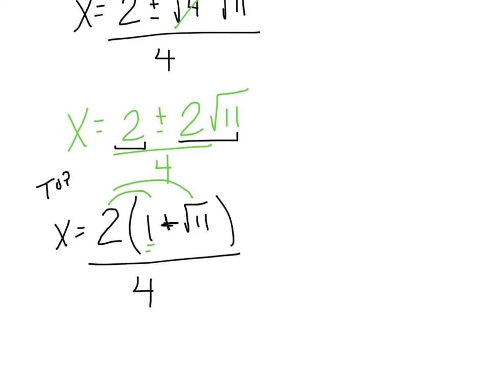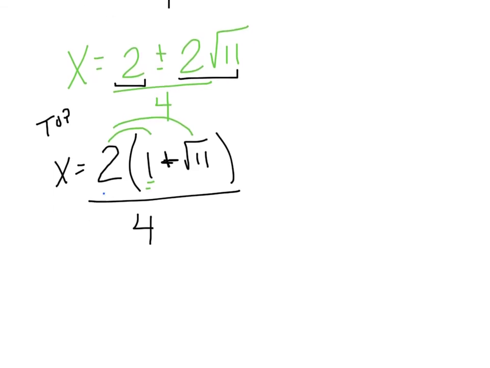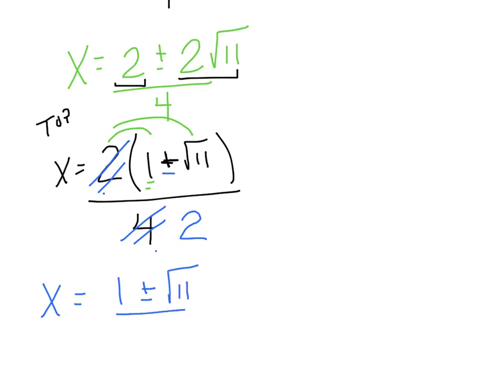Now watch this one reduce. Does this 2 and 4 disappear completely? Well, no. That 2 disappears, but the 4 turns into a 2. So I get 1 plus or minus radical 11 all over 2.